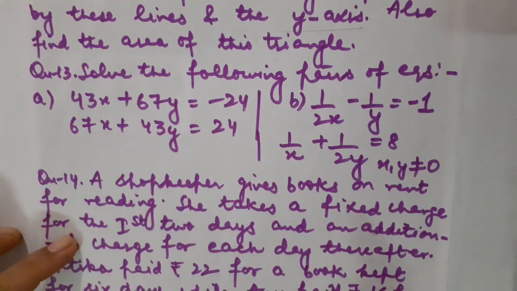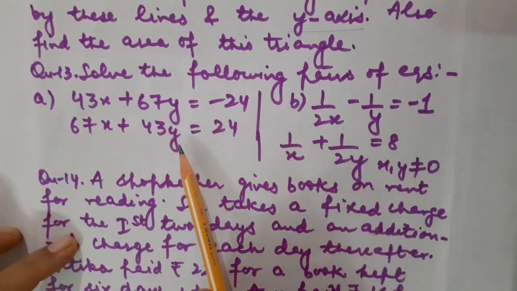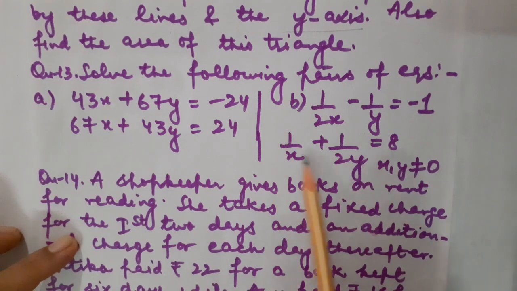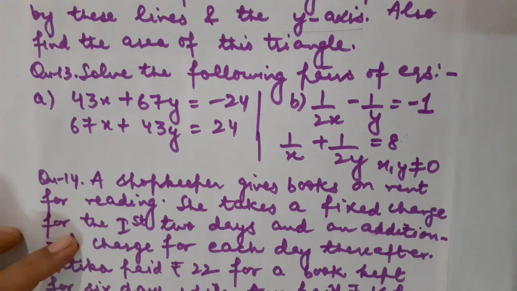Now let us switch to question number 13. You have to solve both the pair of linear equations. From the B part, children, you can easily judge that this is a reducible form: reducing a pair of linear equations to another pair of linear equations. Fine. So just have a look at their solutions now.